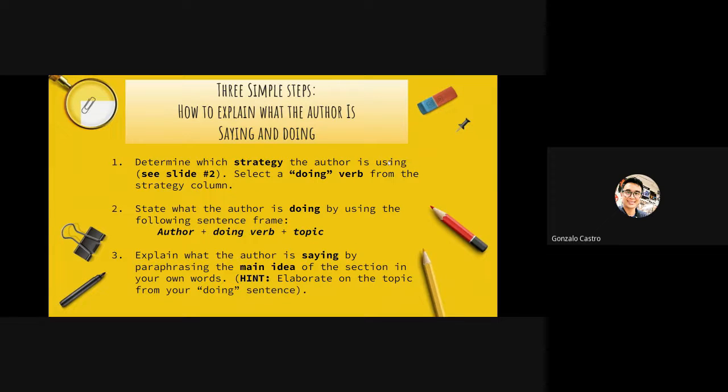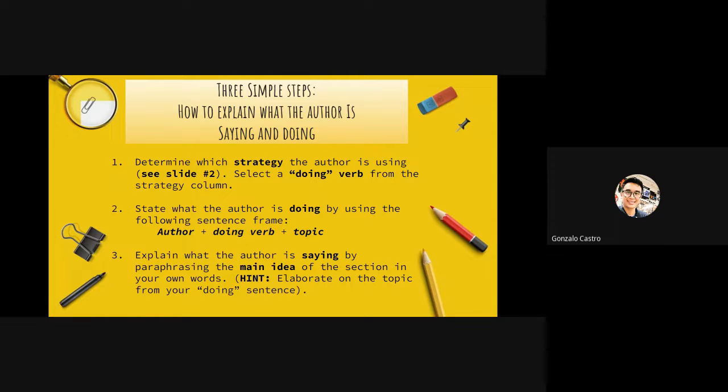So for now, let's look at these 3 steps. These are 3 simple steps to be able to explain what an author is saying and doing. The first thing we want to do after we read the text is to determine which strategy the author is using. And we can do that by looking at that chart on slide number 2. And after we have determined which strategy the author is using, then below that strategy in that list of doing verbs, you want to pick one of the doing verbs that makes sense to explain what the author is doing.